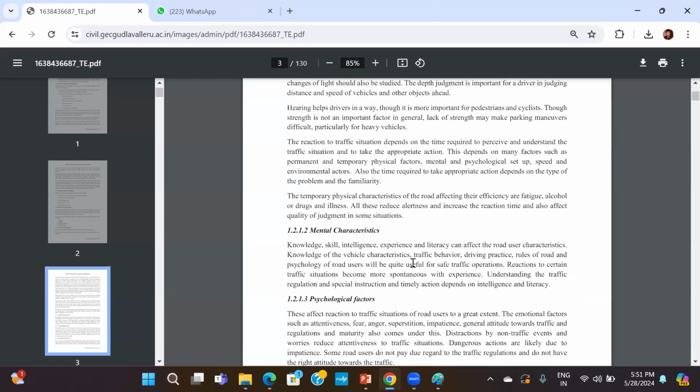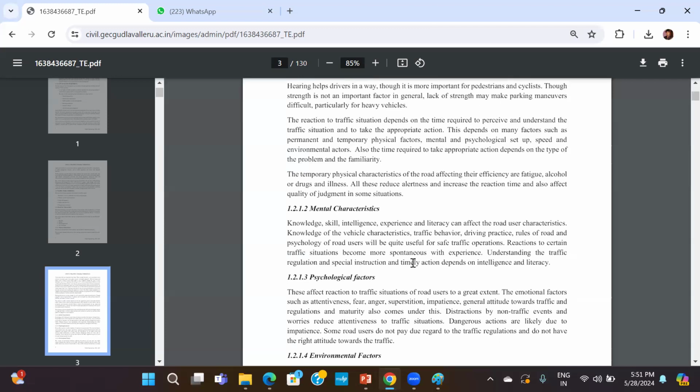If you know how to behave in a situation, then you may react in another way. So knowledge of the vehicle characteristics, the traffic behavior, how the vehicles are moving, and the driving practice. Practice also changes the situation, and the rules of the road and psychology of road users will be quite useful for safe traffic operation. We can see this regularly in practice also. If he has more knowledge, then he can handle the situation very well.